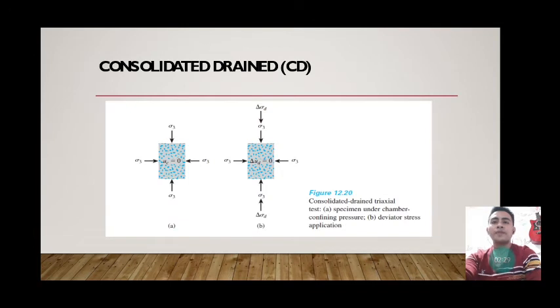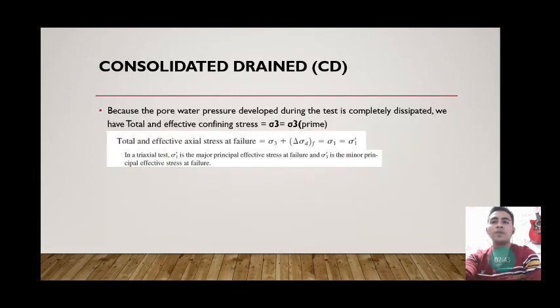So we have the figure about a consolidated drained triaxial test. On the left side, we have the specimen under the chamber confining pressure. On the right side, we have the deviator stress application. Because the pore water pressure developed during the test is completely dissipated, we have the total and effective confining stress, sigma 3 is equal to sigma 3 prime. The total and effective axial stress at failure is sigma 1 is equal to sigma 1 prime. In the triaxial test, sigma 1 prime is the major principal effective stress at failure and sigma 3 prime is the minor principal effective stress at failure.